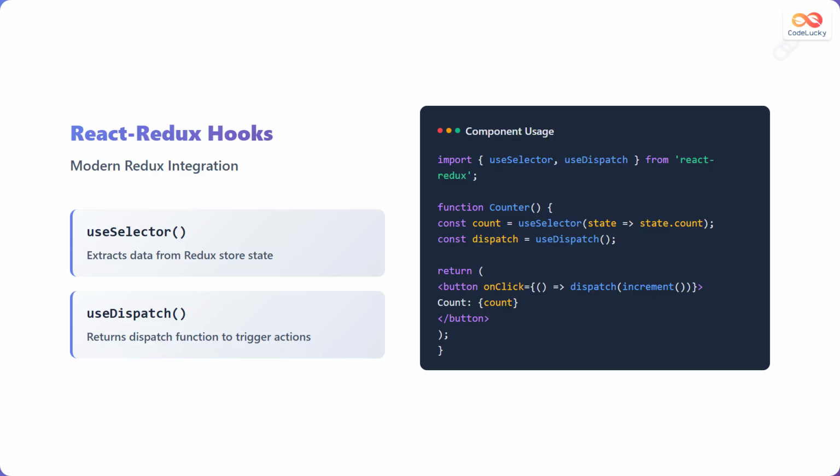When you call dispatch with an action, Redux runs your reducers to update the state, and any components using useSelector automatically re-render if their selected data changes. This reactive pattern ensures your UI stays in sync with your application state.